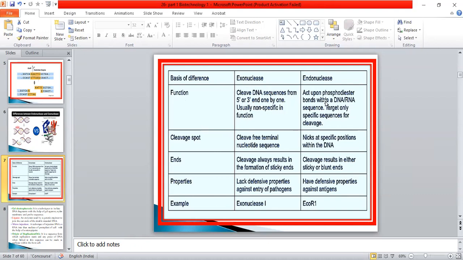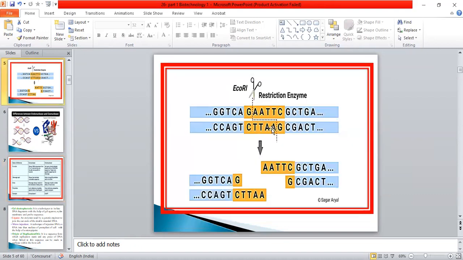But in this category, the endonuclease acts upon the phosphodiester bond. What is the phosphodiester bond? The cleavage occurs in this area. Here there is a nucleotide with a phosphate molecule, and in between is the nitrogen base. So the phosphate molecules also cleave, and the nitrogen base sits between these two molecules, so the binding of this part also cleaves. Then only you will get the sequence.